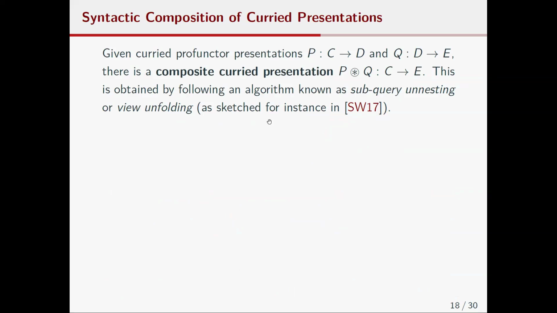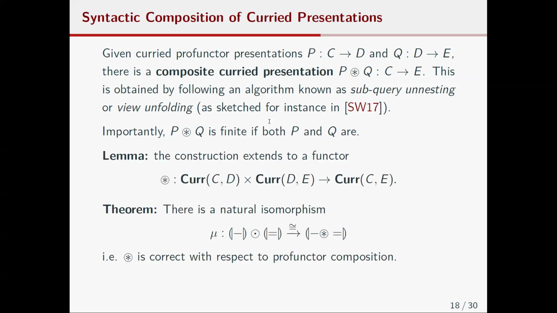Now, the way this solves the problem is by giving an explicit syntactic composite construction, which we denote with this circled asterisk. And this is obtained by following an algorithm that is known as subquery nesting or unfolding, and it's already sketched in the categorical database literature here. The important thing to know about this, firstly, is that it preserves finiteness, right? If we start with finite things, we will keep the finiteness. So we prove that this is a functorial construction. Well, there's a double category here and so on, but that didn't get into the talk.